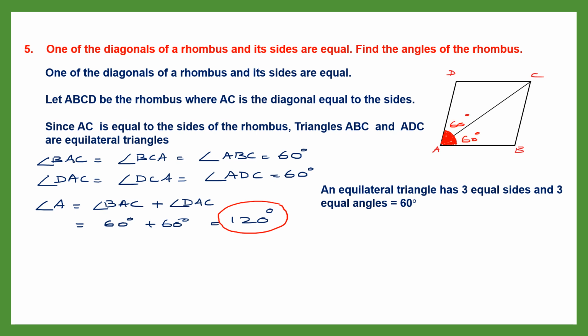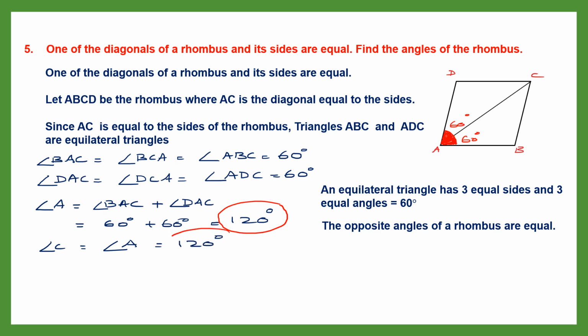Together it's 120. And we also know that the opposite angles of a rhombus are equal. The opposite angles of a rhombus are equal. And what is opposite angle A? Angle C. That means angle C is also 120 degrees, because angle C is equal to angle A, which is equal to 120 degrees. So we have found the value of angle C, also 120 degrees.